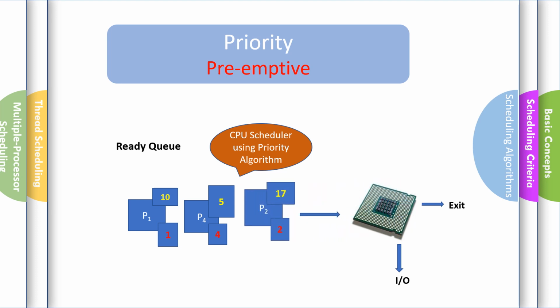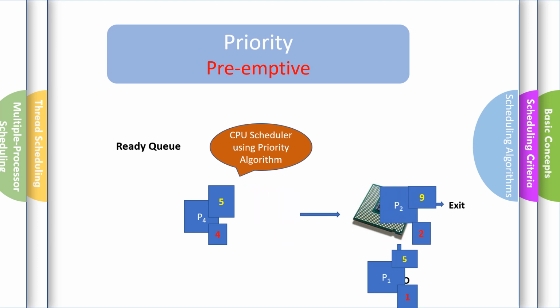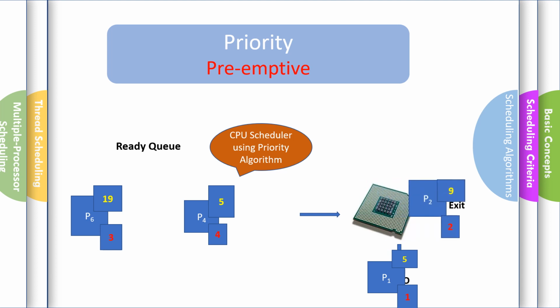Now if you see, P2, which was of lower priority, gets out of the CPU and this process P1 will be allocated to the CPU for execution. So P1 is now getting executed in the CPU. It goes into an IO and hence from the ready queue, the next process which is of higher priority will be given to the CPU for execution. So again, P2 got a chance to execute and then P6 with a priority of 3 also enters the system.